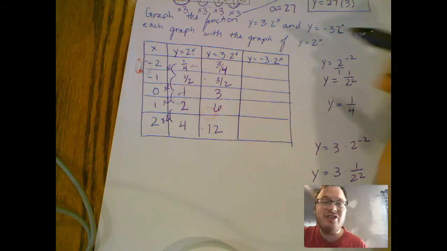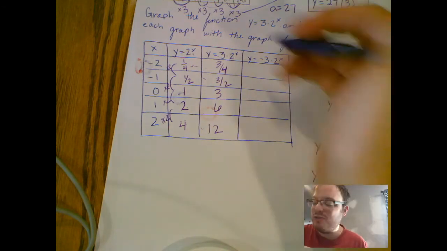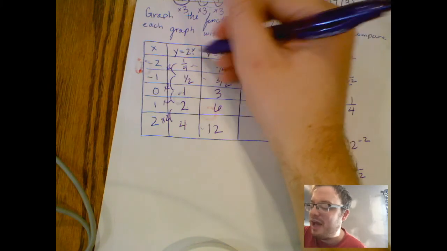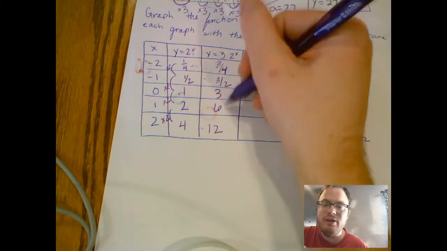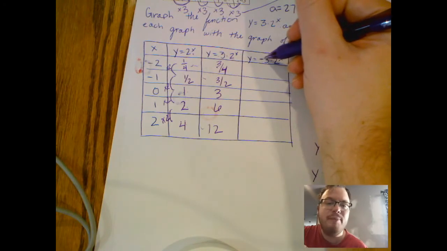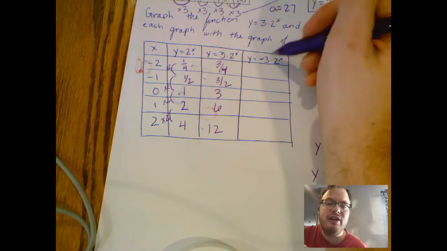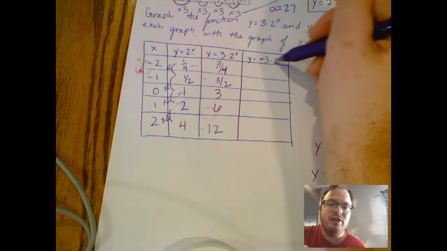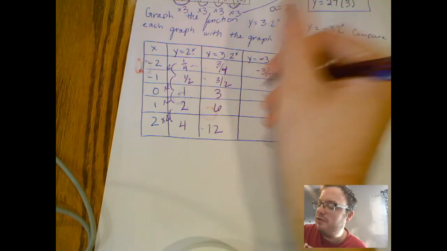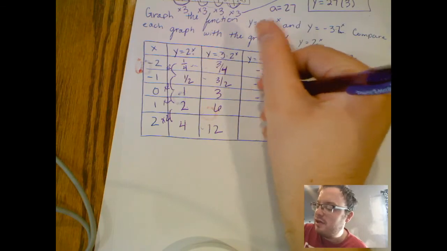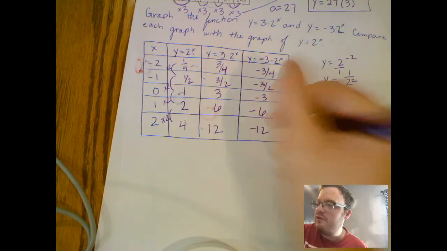Whereas this last function is actually even easier than the last one, where I had to multiply by 3 to get this middle function. Now, I've got to just take this middle function and take the negative or the opposite of it. That's what this negative does. I have the middle function, 3 times 2 to the x, and now I'm just taking the negative of it. That's negative 3/4, negative 3/2, negative 3, negative 6, negative 12.